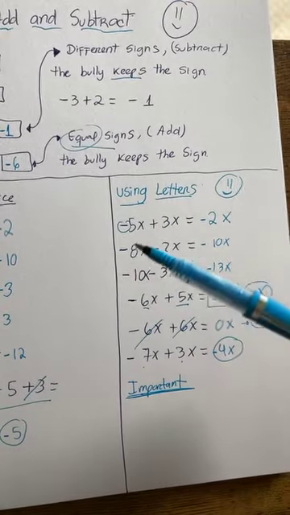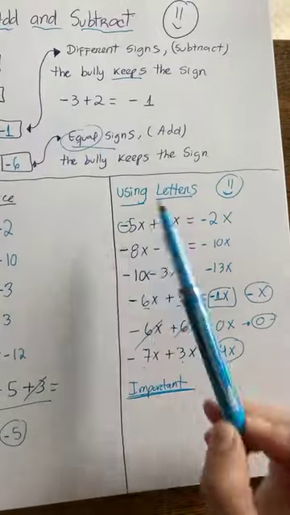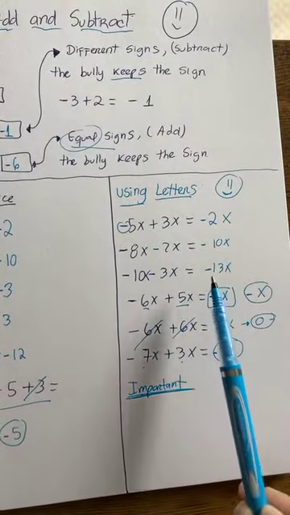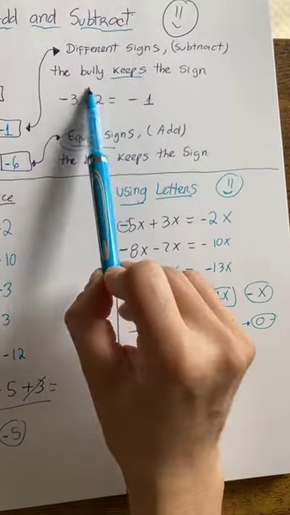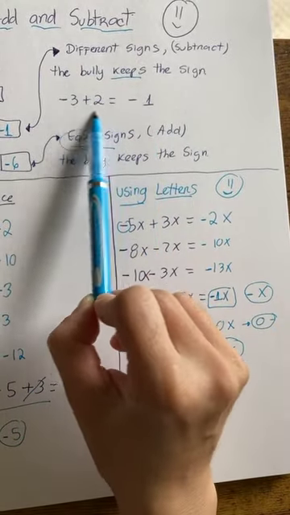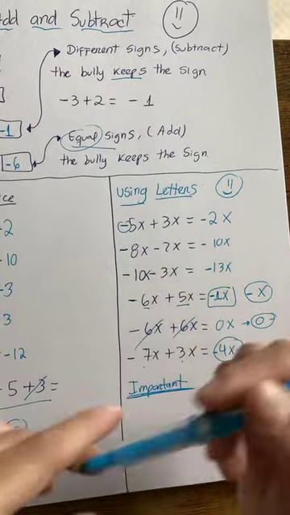Conclusion, and let's wrap up here. As you can see here, if you have to add and subtract and you have it in pre-algebra or with letters, all you want to do is, with different signs, you subtract. The bully keeps the sign, so negative 3 plus 2, I subtract. Negative 3 is the largest, so negative 1. And with equal signs, you add, and the bully keeps the sign.